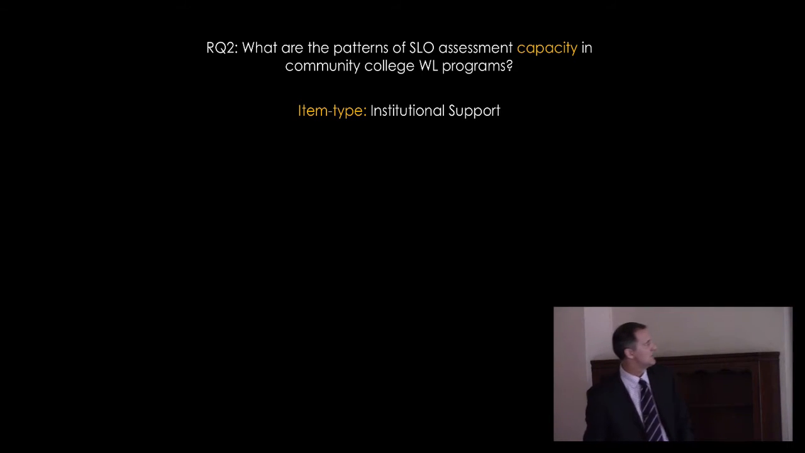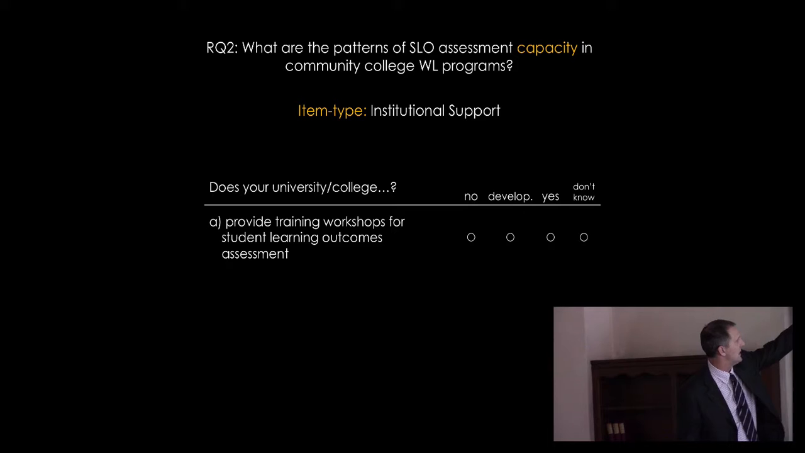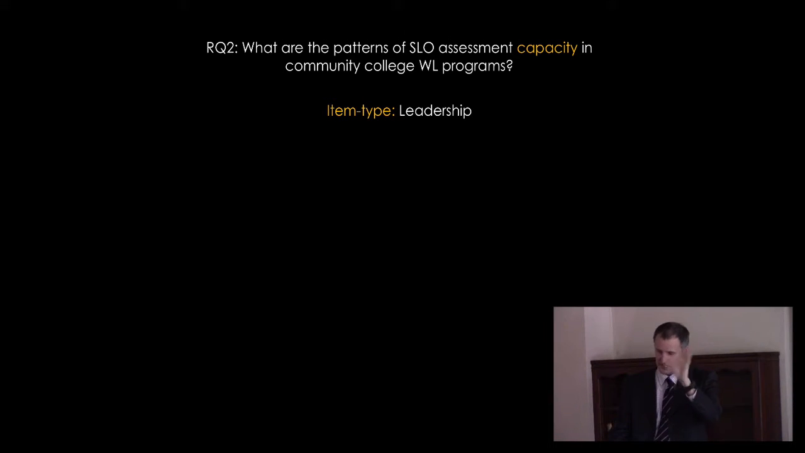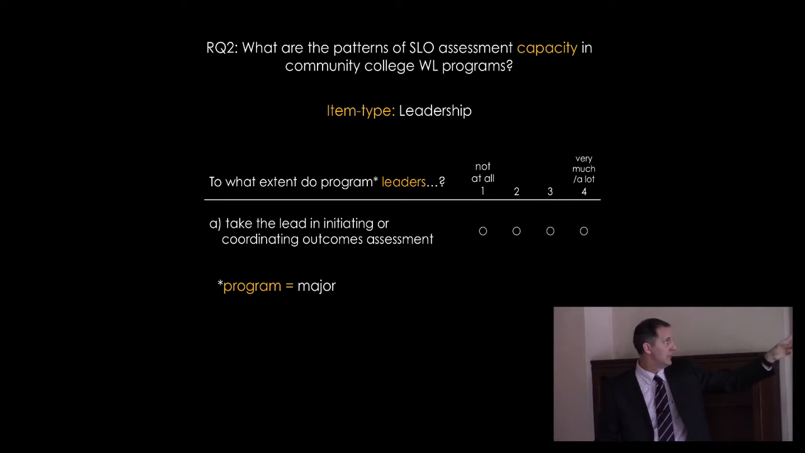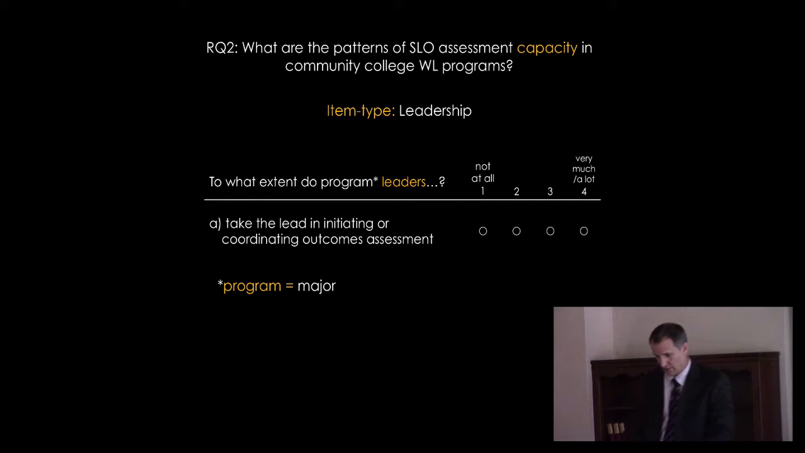And so I asked similar types of items here. This is an example item from institutional support. I said things like, does your university or college provide training workshops for student learning outcomes assessment? No. Developing? Yes. Don't know. That's a shorter, 3-point scale. So there are 2 different types of item, that type of scale and this type of scale. Leadership: to what extent do program leaders, by program I meant major, take the lead in initiating or coordinating outcomes assessment? So those 2 types of items.